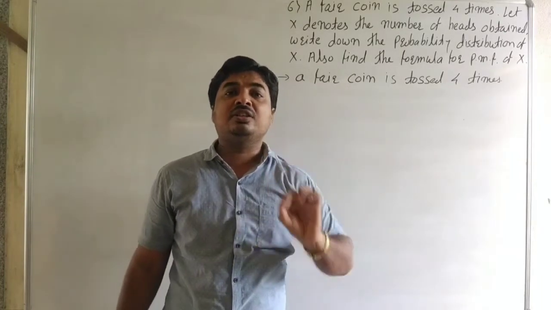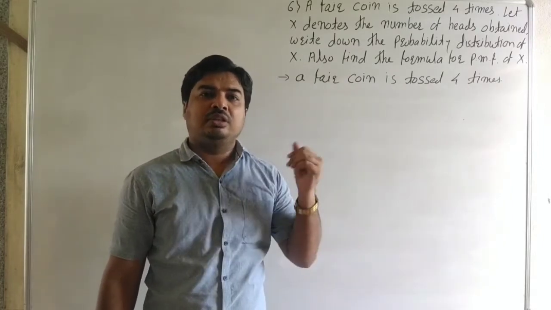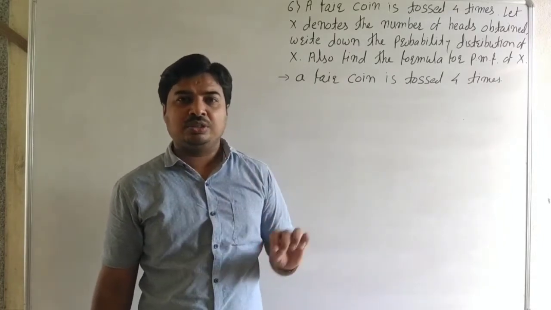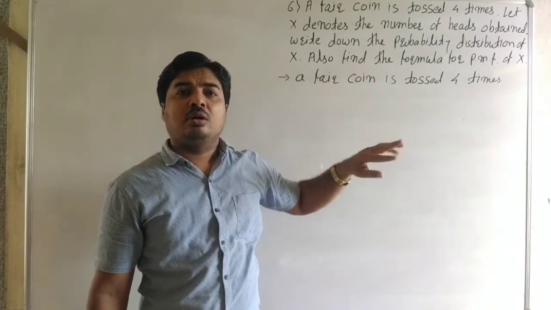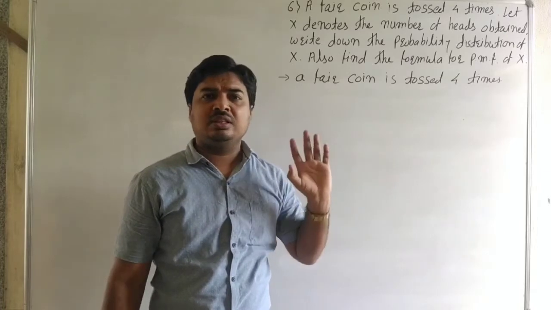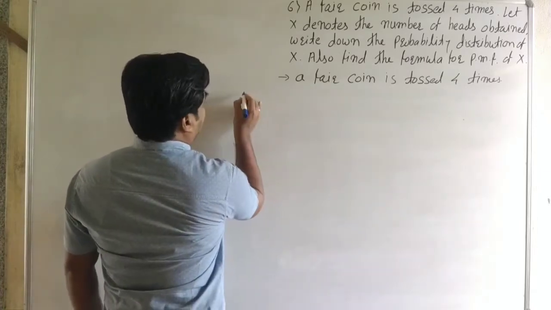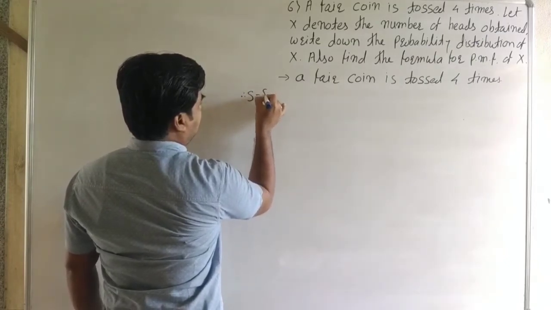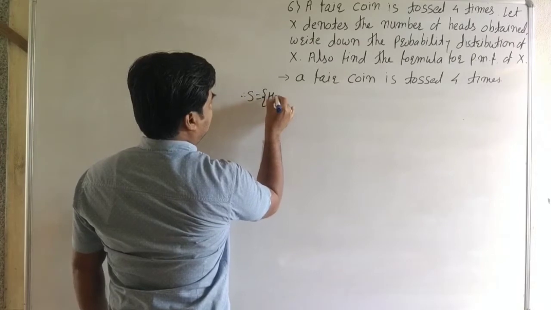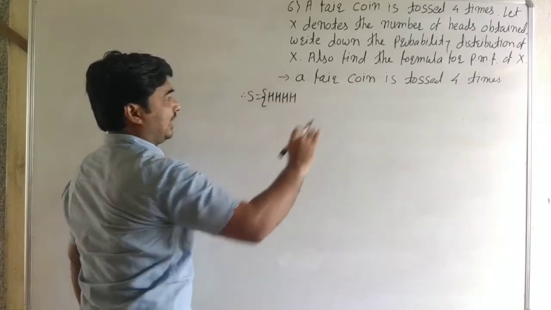That means there are 16 possibilities. When 2 coins are tossed, 4 possibilities. When 3 coins are tossed, there are 8 possibilities. Now here the coin is tossed 4 times, or 4 coins are tossed, so there are 16 possibilities. Here we can write all the possibilities. The first possibility is all heads.